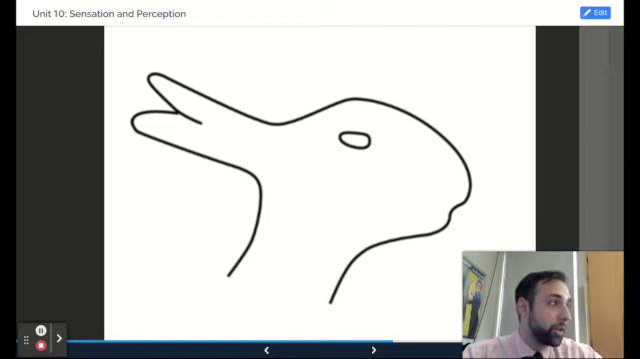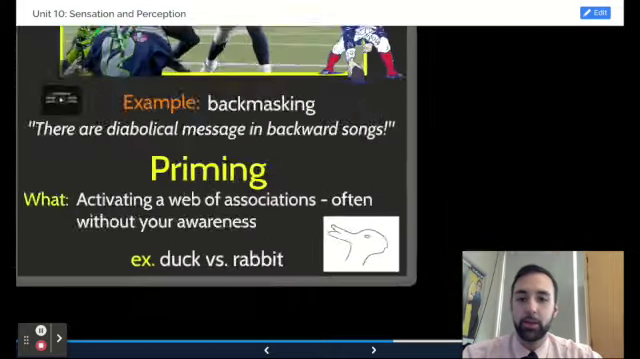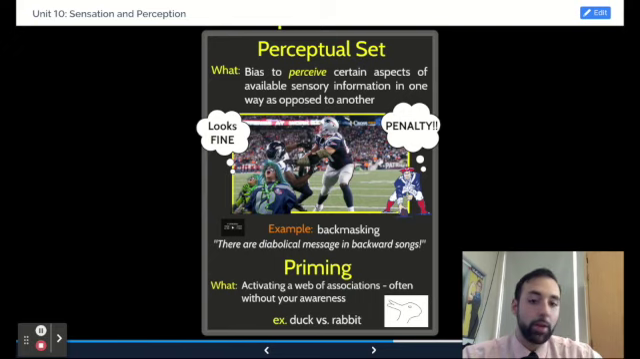Well, what happens if an hour before class, you watched Bugs Bunny? Unknowingly, the fact that you recently saw a rabbit might make it way more likely that you look at this and see a rabbit. Or what if before class you watched The Mighty Ducks, the old Mighty Ducks hockey movies, if you've ever seen any of those? Well, that's a movie about ducks. Ducks might be readily on your mind.